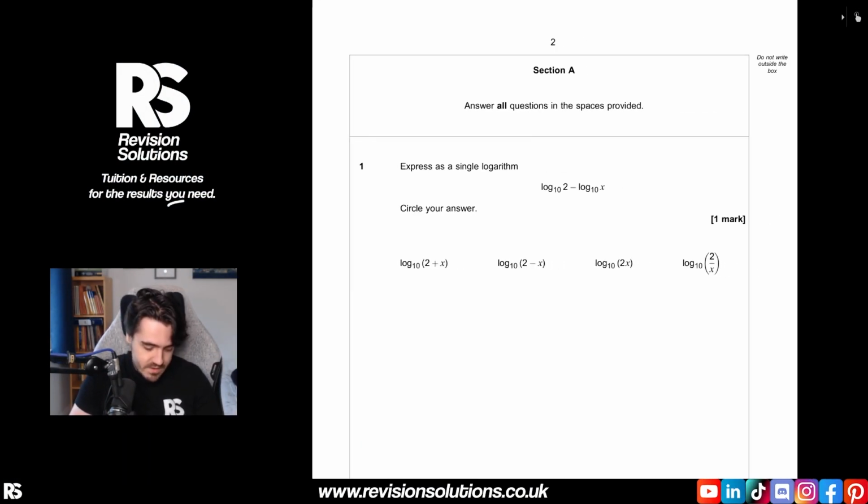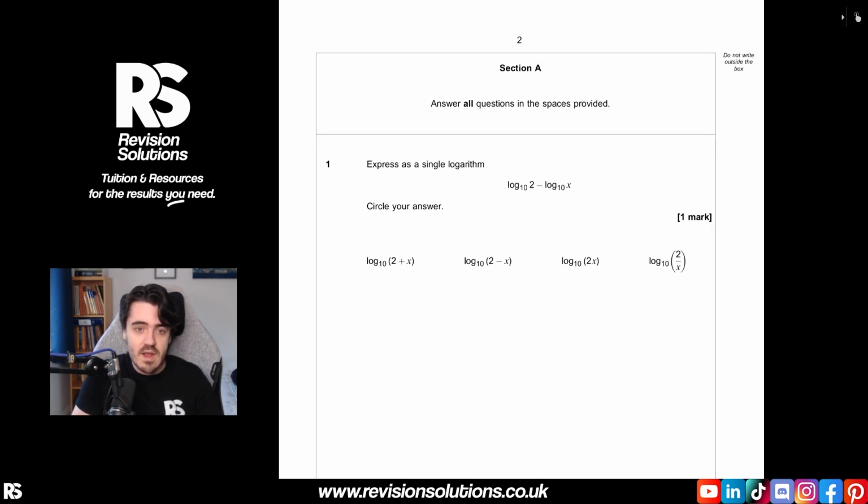For question 1, it says, can we express as a single logarithm log base 10 of 2 minus log base 10 of x? Well, as it's subtraction, we can use the subtraction law for logarithms, which means we can simply just divide the argument. So that would leave us with log base 10 of 2 over x. So we'd circle the last option.